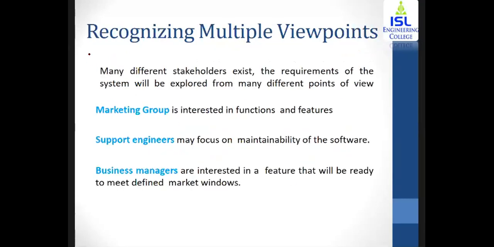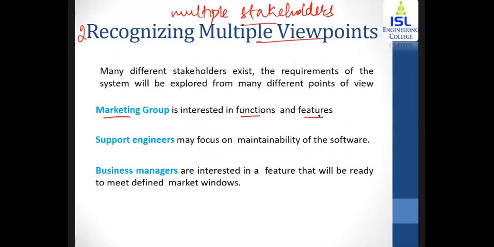Moving on to the second task. The second task is recognizing multiple viewpoints. Now, as we have identified, you've got multiple stakeholders, and multiple stakeholders means you're also going to have multiple viewpoints. If we take an example of three different stakeholders, the marketing department will be interested in the different functions and features so that they can attract different customers from across the market. It will be easy for them to sell the product.